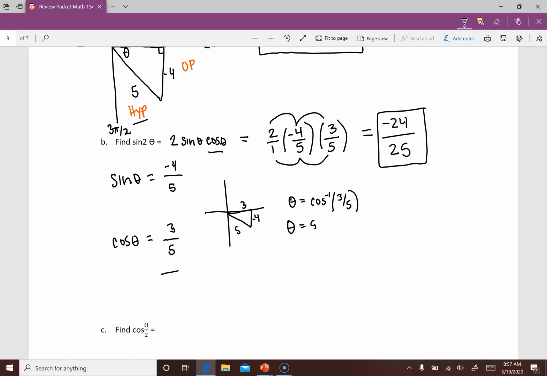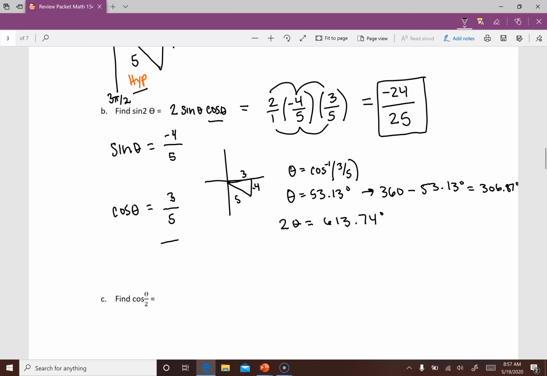I get theta equals 53.13 degrees, which really means that because I'm in the 4th quadrant, I have 360 minus 53.13 degrees, which is going to give me 306.87. So if that's my theta, then 2 theta is going to be 613.74. And then I'm going to take sine of that, because this problem says do sine of 2 theta. So I'm taking that, and I get exactly negative 0.96. Now if I do this problem out, negative 24 over 25, that is a negative 0.96. So you can see that I've got my answer correct.